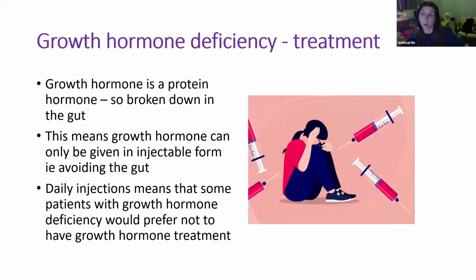And just to explain why it has to be an injection, growth hormone is a protein hormone, like many hormones. Not all hormones are made from protein, but growth hormone is. And so if we were to have a growth hormone tablet, it would be broken down instantly in our tummies because our tummies have got acid in them and enzymes that break down all different parts of our food. But they're very good at breaking down protein. So we can't give a tablet of growth hormone. We have to give an injection. So in other words, to bypass our tummy and our gut.